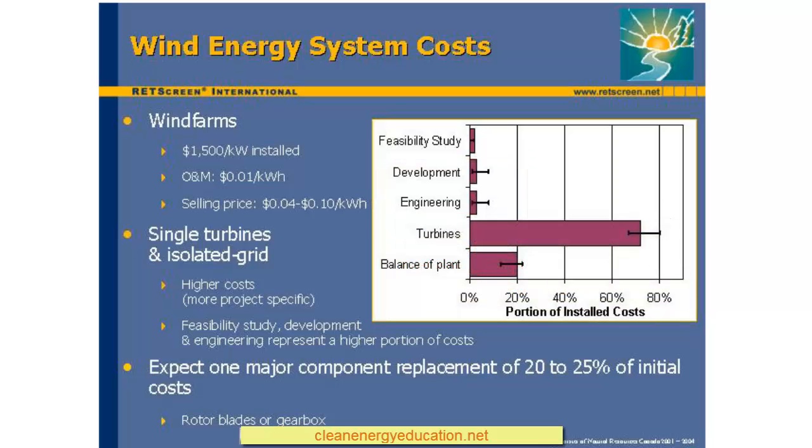In addition to the initial costs and the regular operation and maintenance costs, there will be the costs associated with major equipment repair. It can be expected that over the lifetime of the turbine, at least one major component, costing 20 to 25% of the initial costs, will need replacement. Rotor blades and gearboxes are the components most likely to need attention.